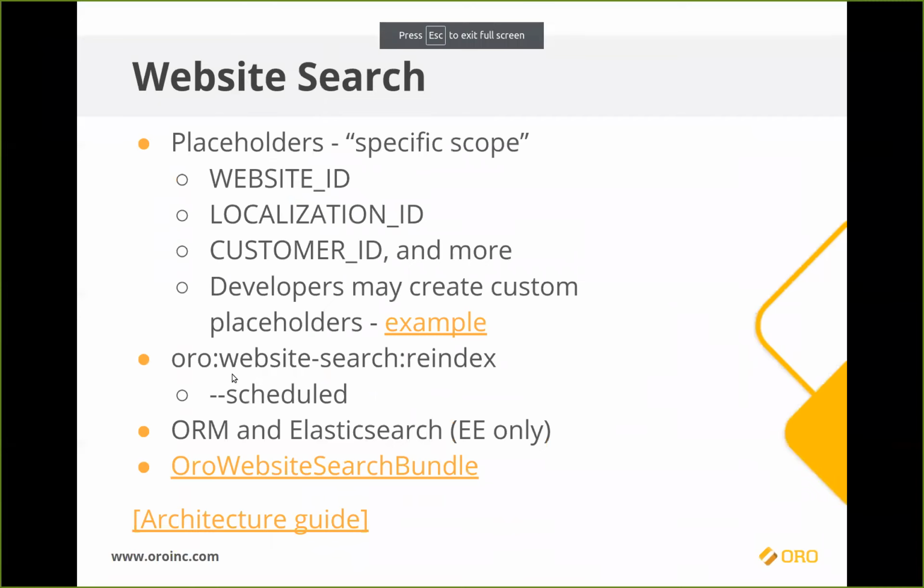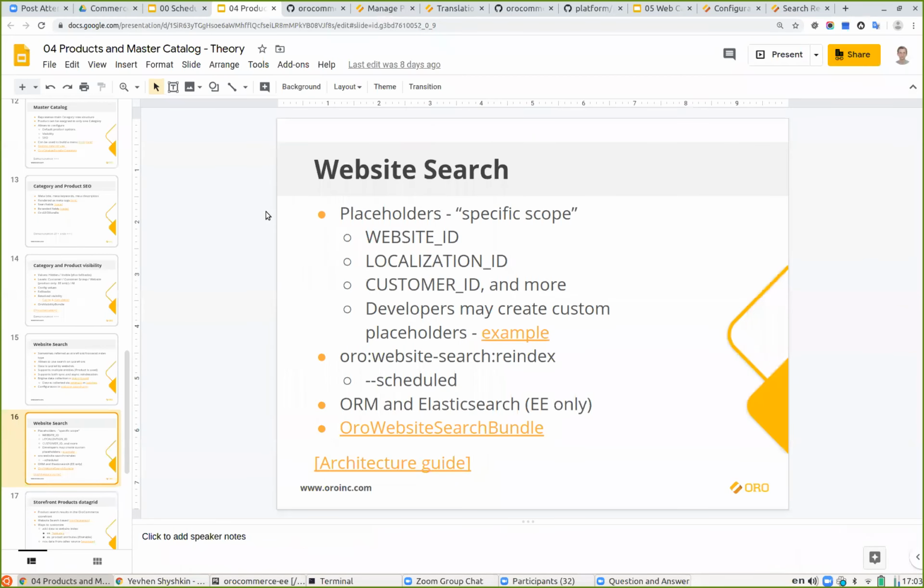Website search also has a feature called placeholder, which allows you to build universal queries, no matter what the current website, current localization, and so on. For example, localizable values, let's say name, are actually stored as a field called name_localization ID. In the technical index, you will see name_1, name_2, name_3. But because you do not always know what the current localization is, in your query you can use name_localization ID, and it will be replaced by the appropriate ID automatically by the application.